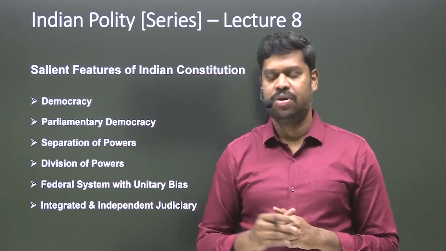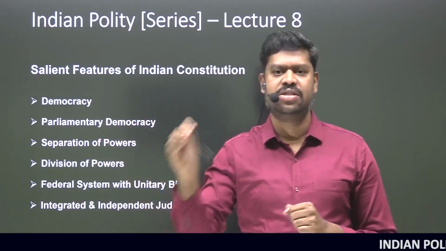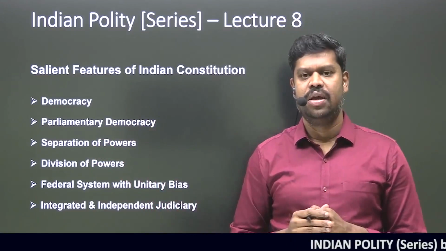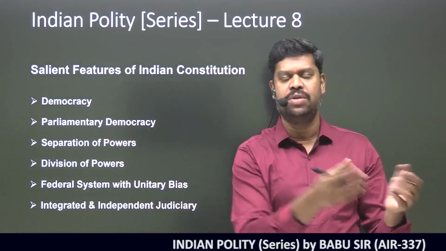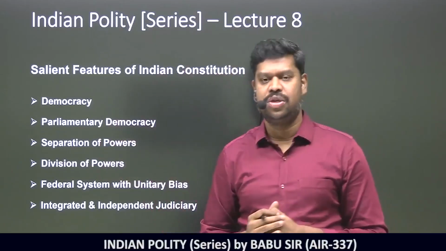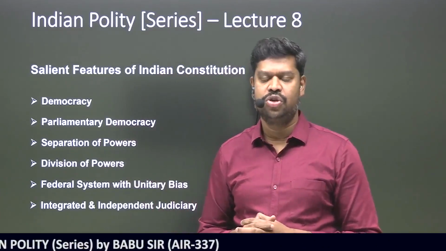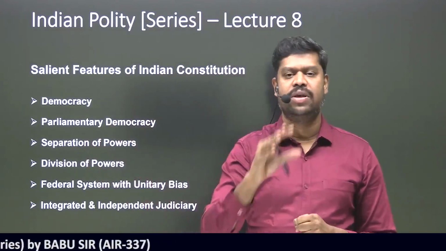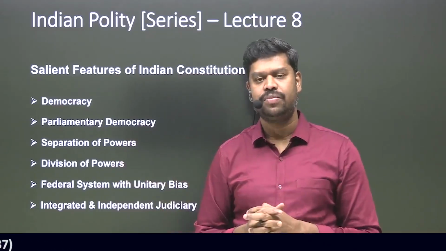Say, for example, the judiciary can review the actions of the legislature and the executive. If the legislature is making a law which is violative of the Constitution, that can be struck down by the judiciary. If the executives are taking any action that is violative of the Constitution, that can also be struck down by the judiciary by using its power of judicial review.